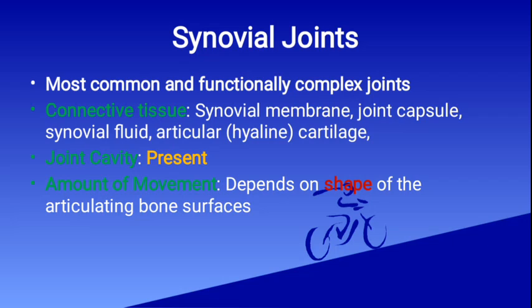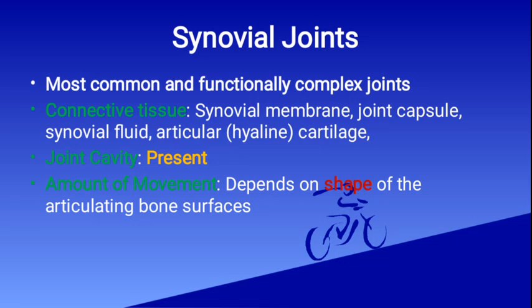So next, we are talking about the synovial joints. They are the most common and functionally complex joints. The connective tissue components are the synovial membrane, the joint capsule, the synovial fluid, the articular cartilage, and the joint cavity, which is present in synovial joints.